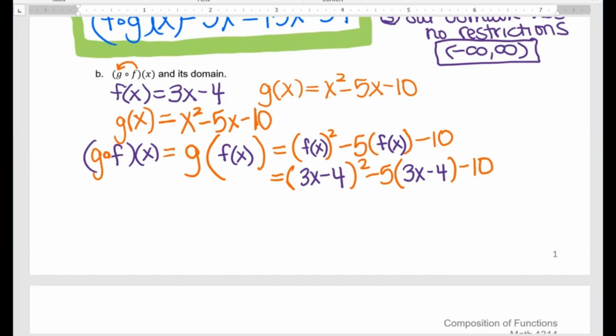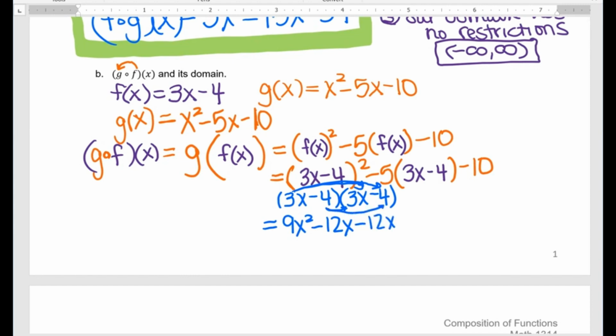Please do not tell me 3x minus 4 quantity squared is 9x squared plus 16. That's not how it works. Remember, when something is squared, you need to multiply it by itself. So 3x minus 4 quantity squared is 3x minus 4 times 3x minus 4. We get 9x squared minus 12x, because we're taking first, outer, so the 3x times negative 4. Inner, negative 4 times 3x gets us negative 12x. And then our last is positive 16, because negative 4 times negative 4.